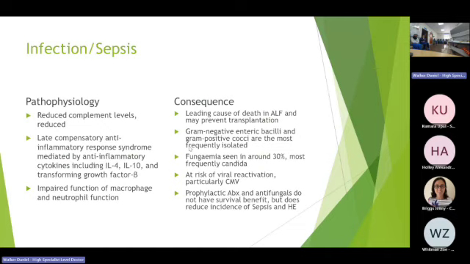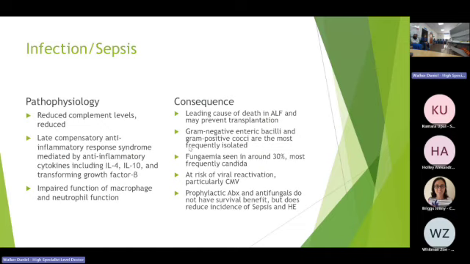Gram-negative bacilli and gram-positive cocci are most frequently isolated. Fungemia is seen in 30%. I've seen some new antifungals that I didn't really know existed, so anidulafungin, isavuconazonium as well. So they busted out some pretty novel antifungals. And it definitely felt like more than 30% have got fungal infections.